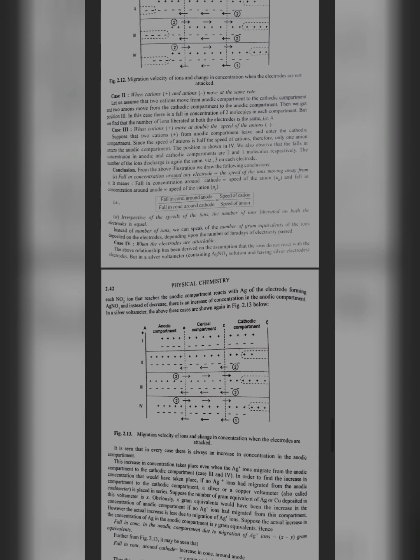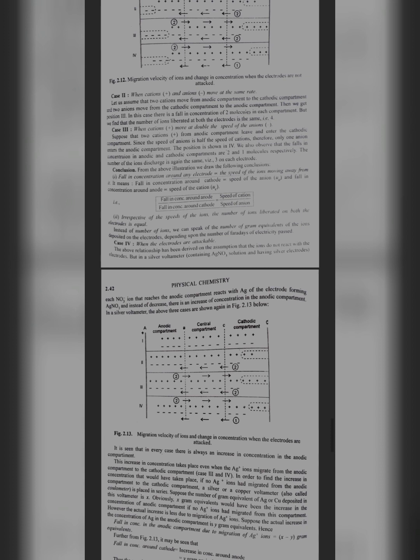Case 2, when cation and anion move at the same rate. Let us assume that two cations move from the anodic compartment to the cathodic compartment and two anions move from the cathodic compartment to the anodic compartment. Then we get position 3. In this case, there is a fall in concentration of 2 molecules in each compartment, and we find that the number of ions liberated at both electrodes is the same.